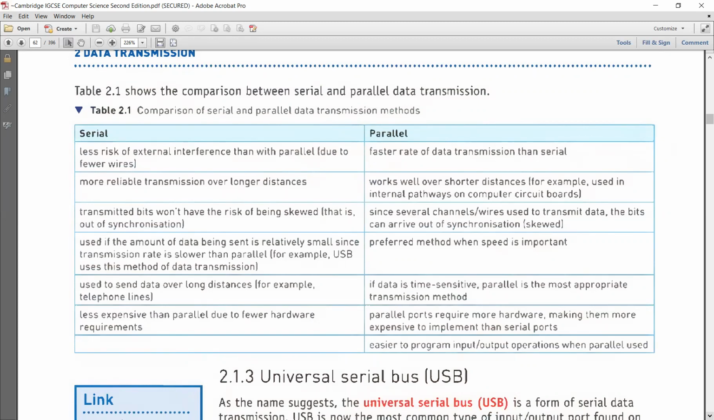Since several channels are being used, the bits can be skewed. It is the preferred method when speed is important, and if data is time sensitive, parallel is the most important method for data transmission. Parallel requires more hardware, making it more expensive, but it is easy to program input-output operations when parallel is being used. So there are certain things that you need to remember when it comes to the comparison of serial and parallel.